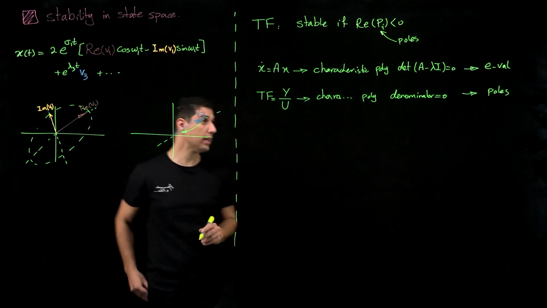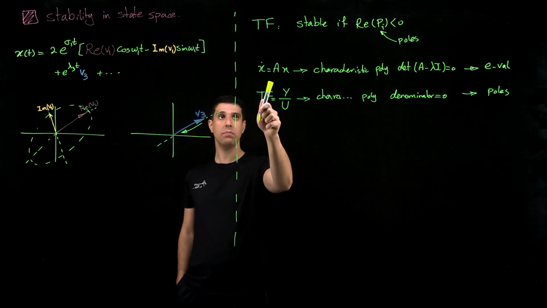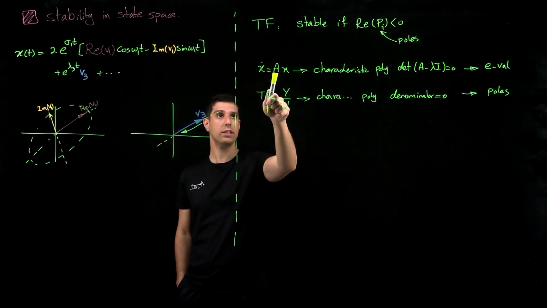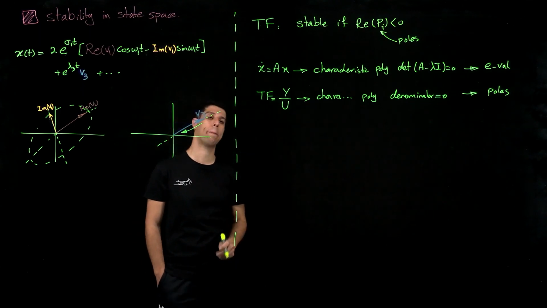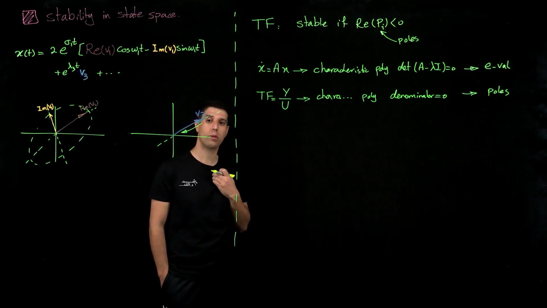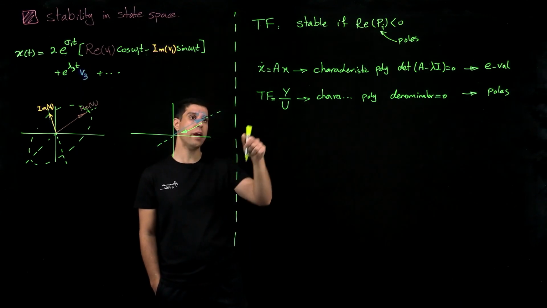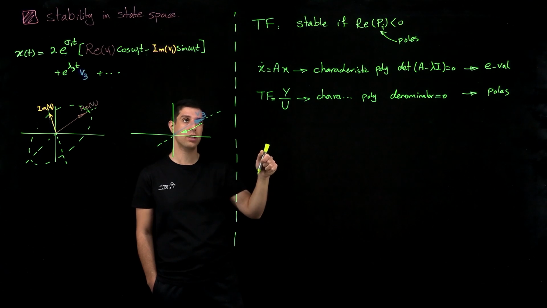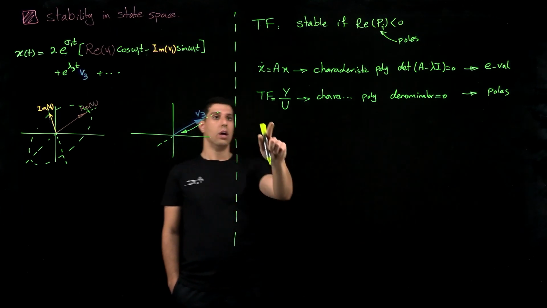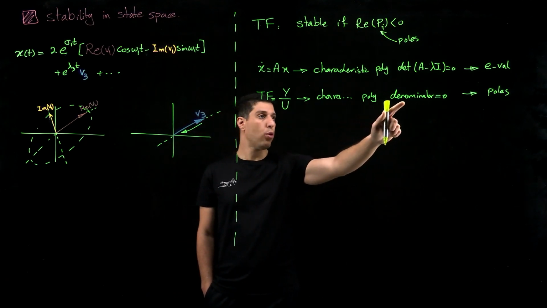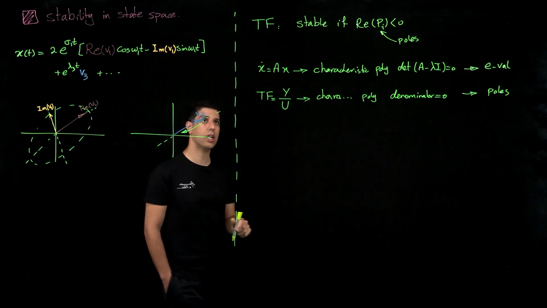The answer is yes. If you have a system represented by this and transform it to transfer function form, remember, we had the concept called transfer matrix, which was the matrix of all the transfer functions from all the inputs to all possible outputs. The poles of all those transfer functions will be the same as the eigenvalues of A.